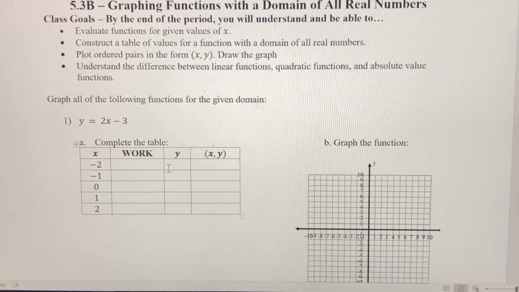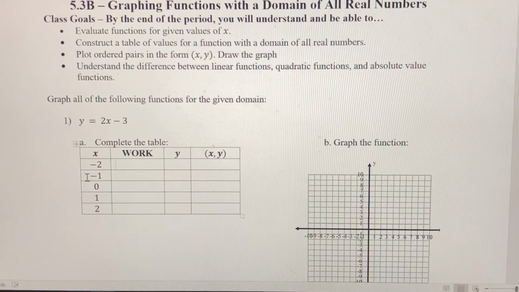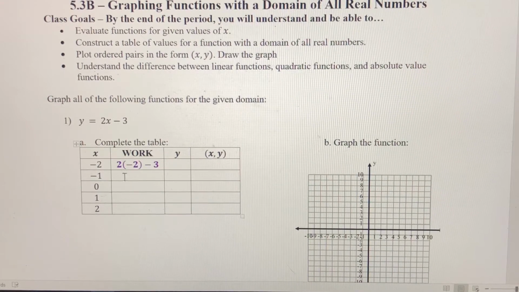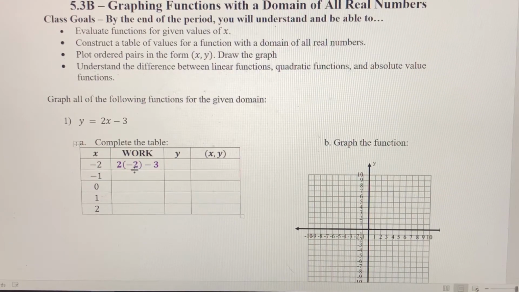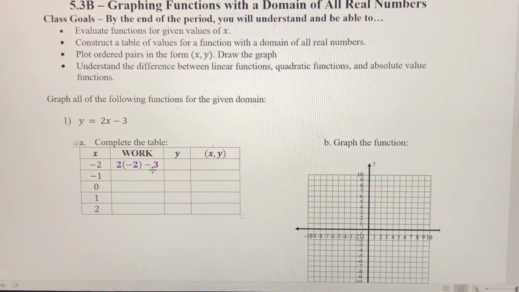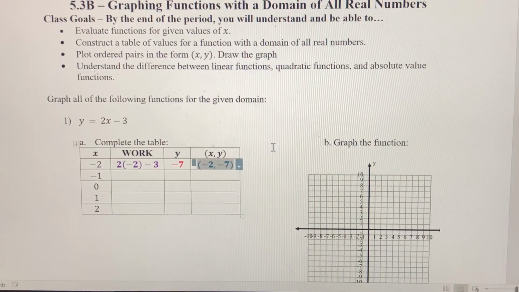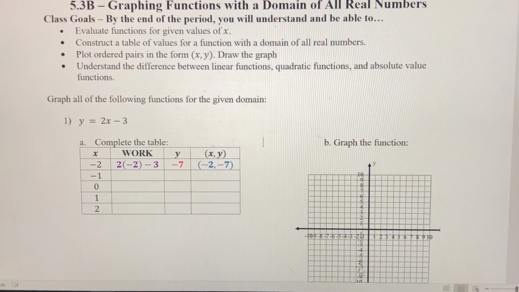All right, so for now, let's do this linear function, y equals 2x minus 3. So I'm going to use these 5 values, like I said. Let's plug in -2. So 2 times -2 is -4. -4 minus 3 is -7. So the ordered pair for that is (-2, -7). So we'd go left 2 and down 7. So that point would be here. I'll draw the graph in just a second.